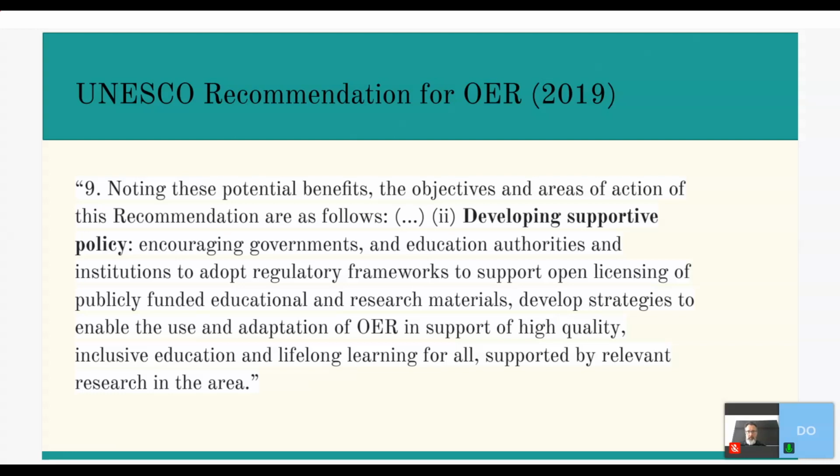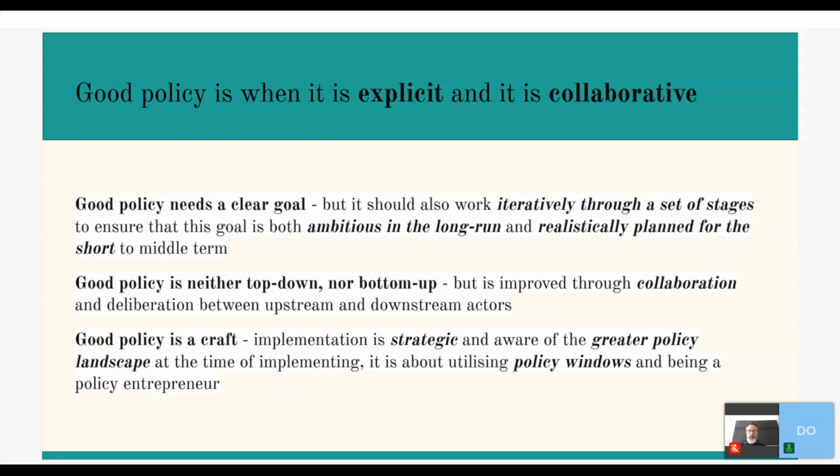So if we go to the next slide, then we see our general approach, which says that good policy needs to be clear, but it needs to think through a set of stages, starting with an ambitious long-run goal, but working iteratively towards this in very realistic phases. Often when we talk about policy, it can become very ambitious, but then it's very hard to implement. And the opposite can also happen: you can have a very simplistic policy, but it's never really going to get to the goals you need.